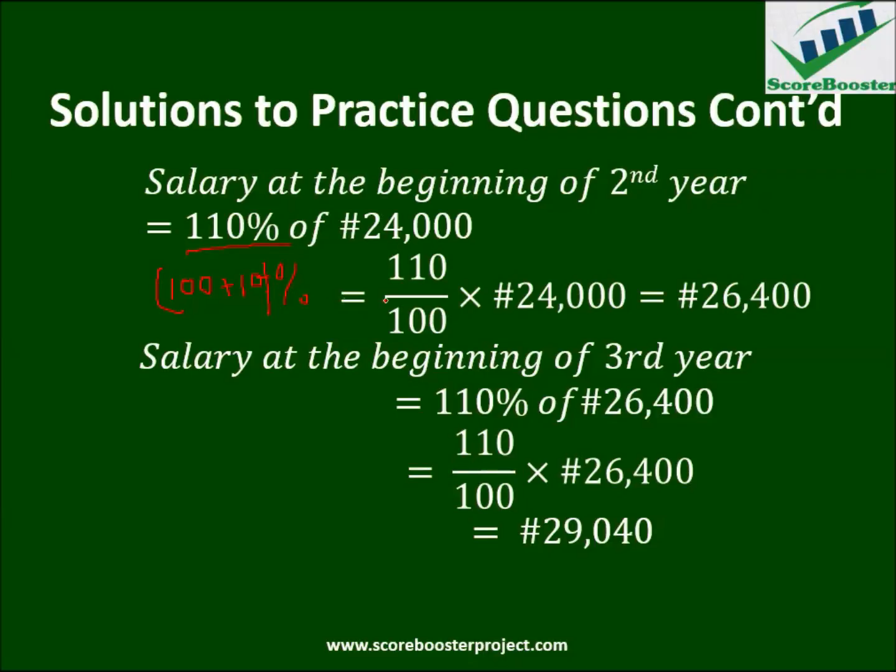So the salary at the beginning of the second year is 110 divided by 100, since the percentage sign here represents 1 over 100. So you have 110 over 100 times 24,000, which equals 26,400. So this is the salary at the beginning of the second year.